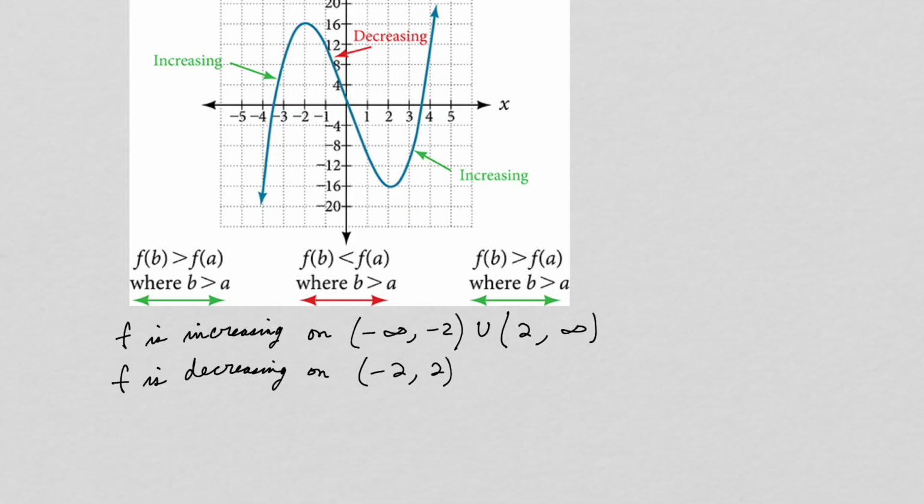Okay, so when you're talking about increasing or decreasing, don't include endpoints, because it doesn't make sense right at an endpoint whether it's increasing or decreasing, because it could be what we're going to talk about in a second. It could be a relative max or relative minimum. Okay, what's happening at these 2 points right here? So right at -2 and right at x equals +2. What's happening with the graph there?